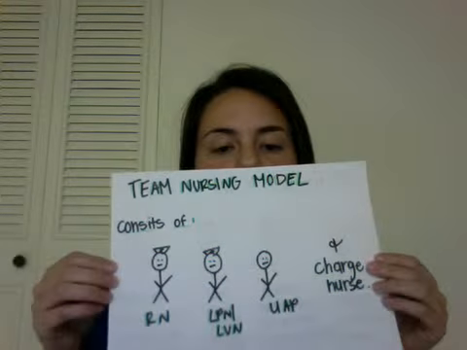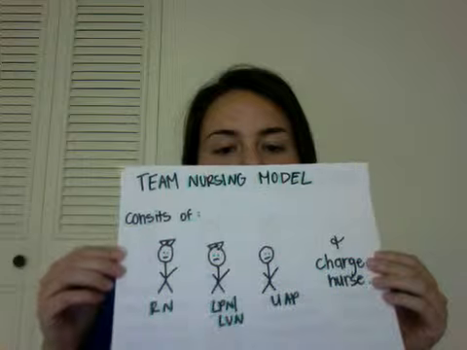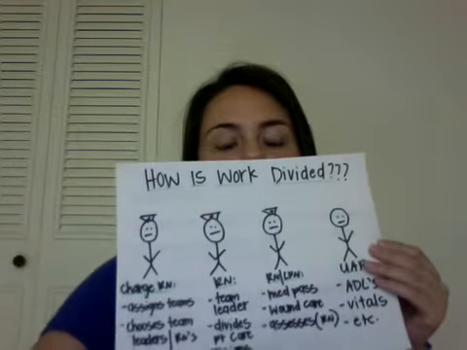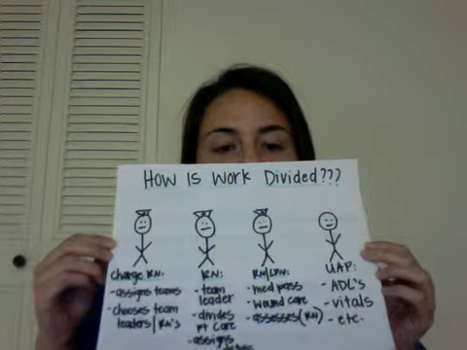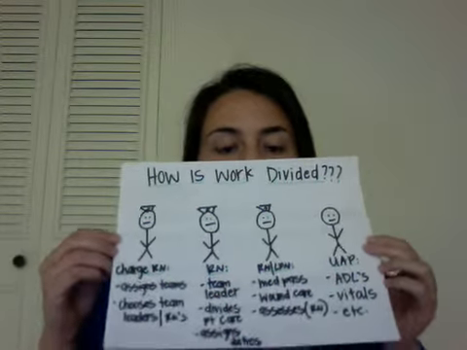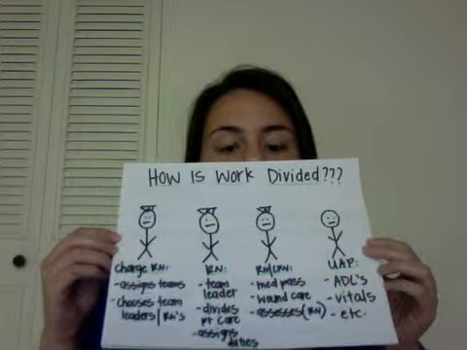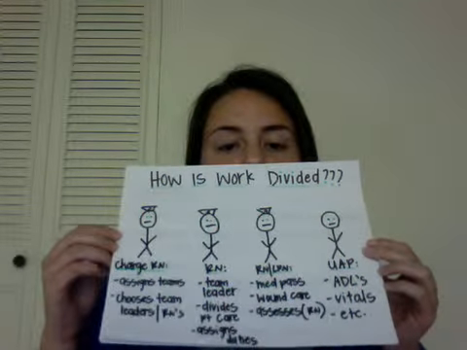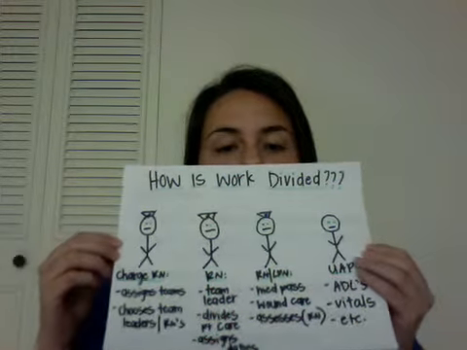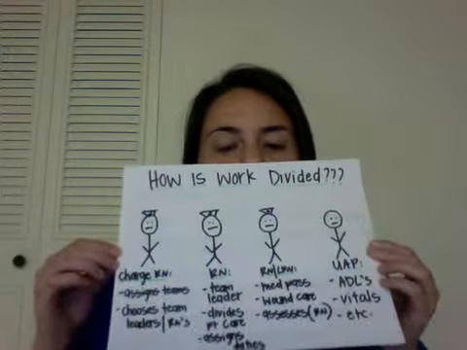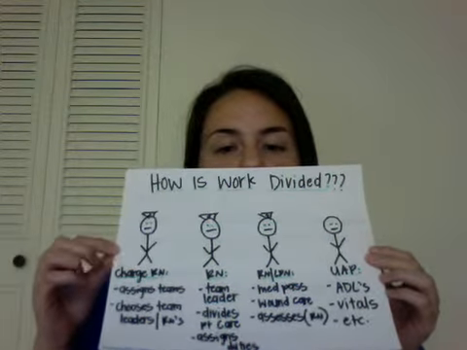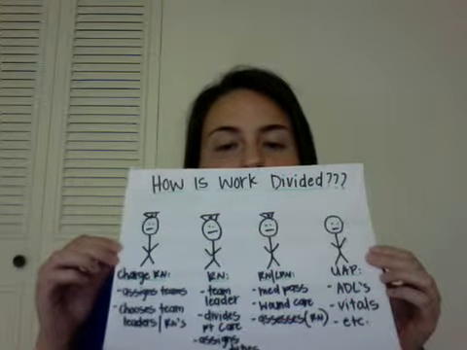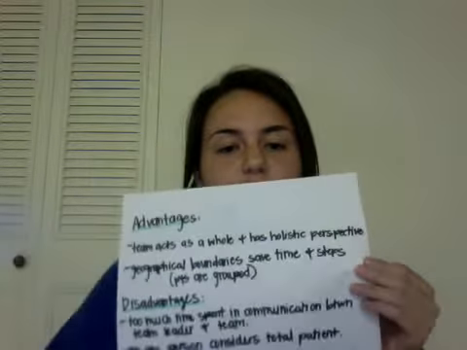The second model we're going to be talking about is the team nursing care model. This consists of an RN, LPN, or LVN, and a UAP, as well as a charge nurse. This work is divided by the charge nurse, who assigns teams and chooses team leaders, or RNs, for these teams. The one RN, who is considered the team leader, divides patient care and assigns duties to the other RNs, LPNs, and UAPs. The RN and the LPN are also responsible for med pass, things such as wound care and assessments, and the UAP is responsible for ADLs, vital signs, amongst other things.